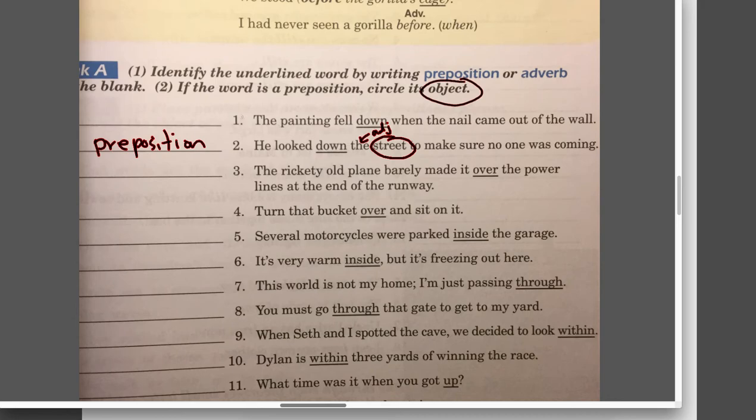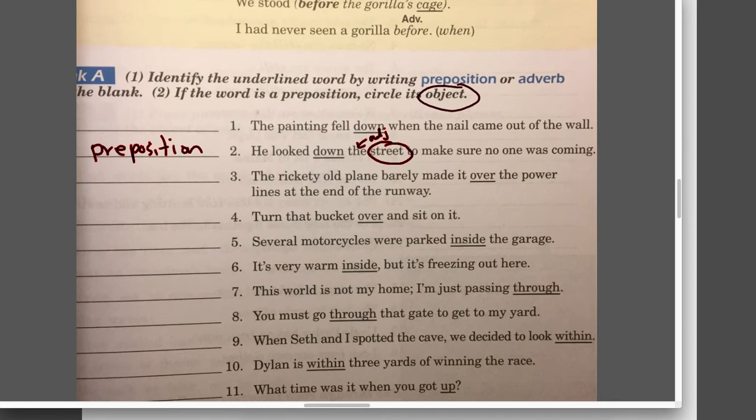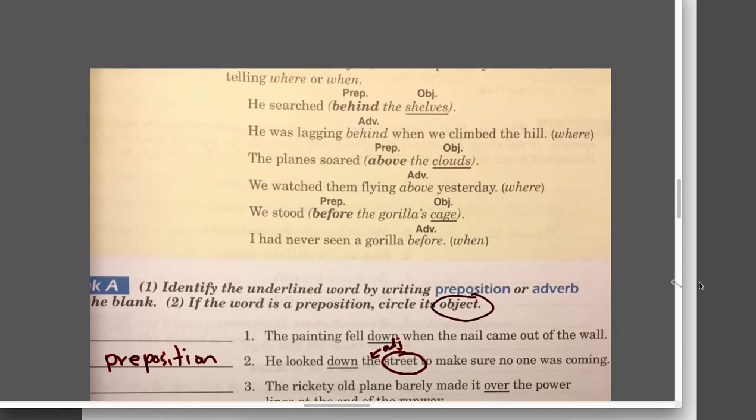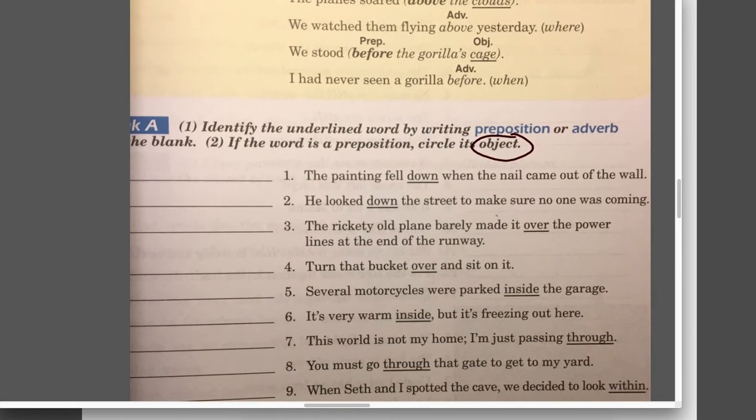Okay, so let's go over some of the examples here. You didn't see that already. All right, so it says identify the underlined word by writing preposition or adverb in the blank. If the word is a preposition, circle its object. So circle it, right? Okay.